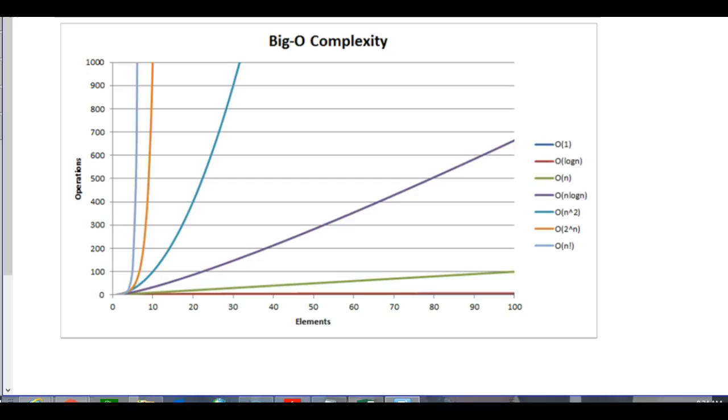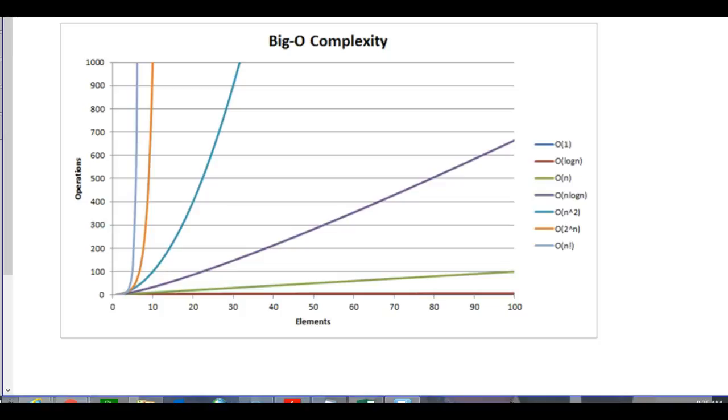So here is a graph of big O notation comparing all of them. So if we look in blue, we have O(1), and this is the number of operations here on the left axis, and on the bottom axis we have the number of elements. So we can see that the number of operations for O(1) go up very quickly as we increase the number of elements.